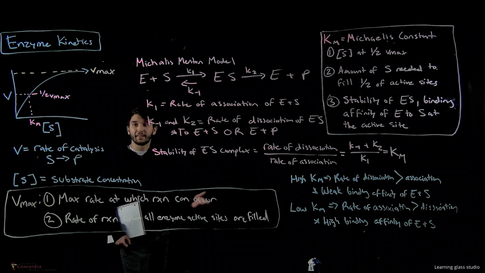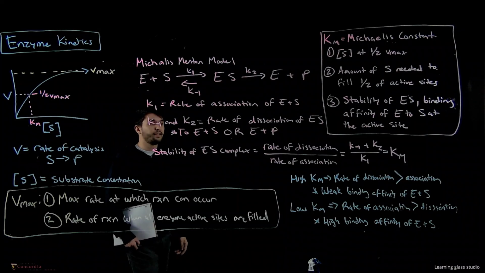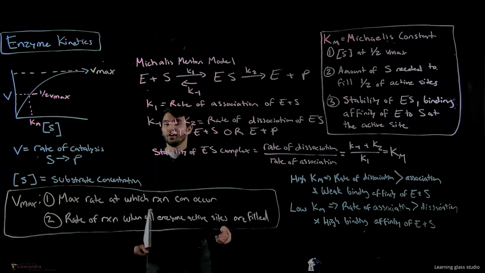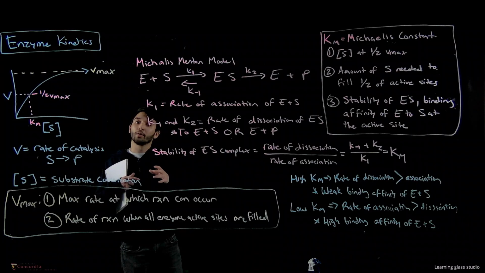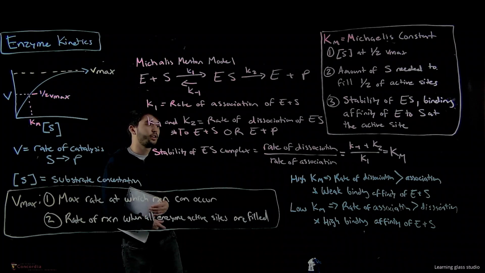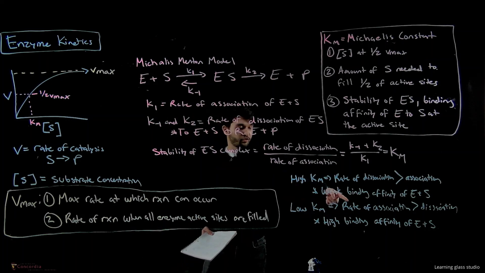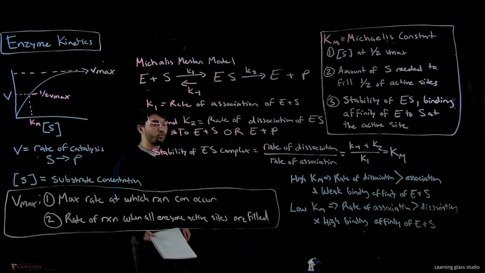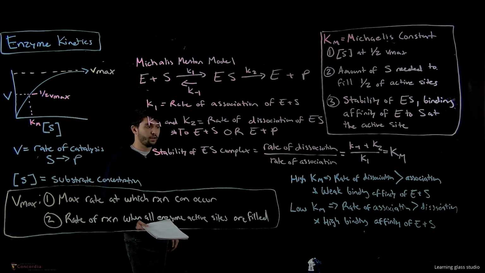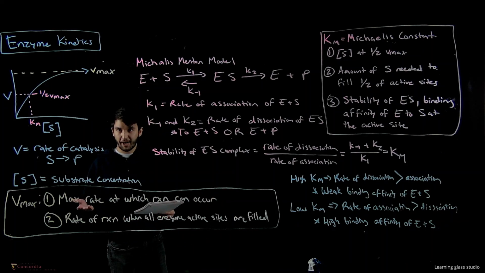So that's good. Basically, a lower Km represents a better enzyme because it means it has a higher rate of association. The enzyme and the substrate are more likely to come together and react. And if there are multiple substrates that an enzyme can react with, the enzyme will react with the substrate with the lowest Km, meaning it will react with the substrate with the highest rate of association relative to the rate of dissociation, or with the highest binding affinity.